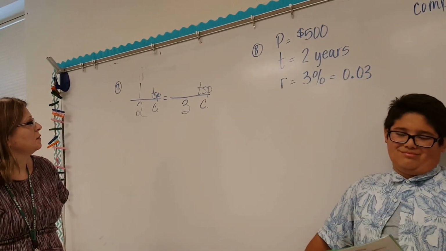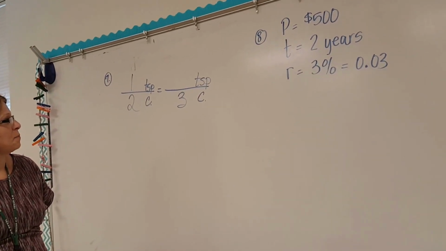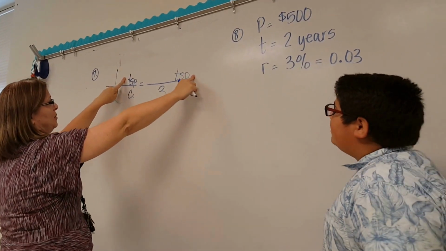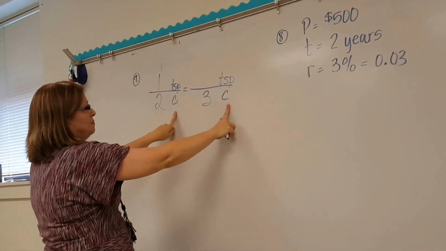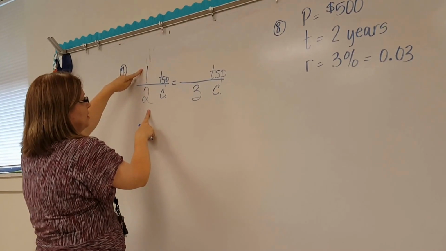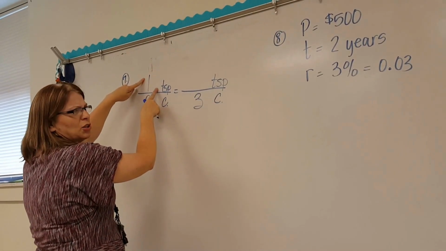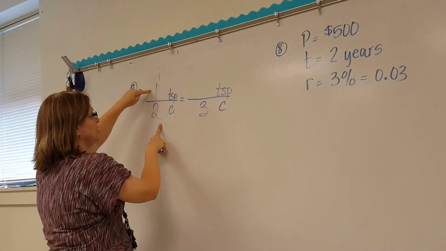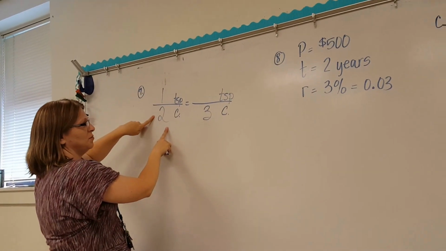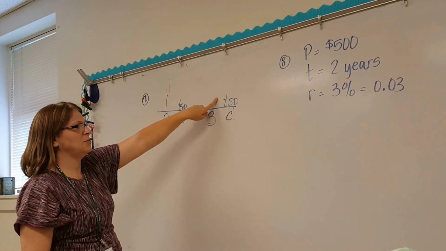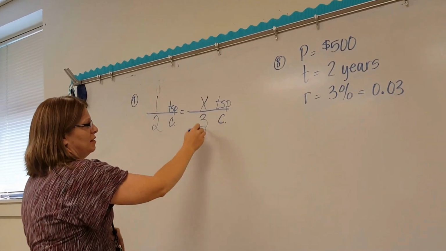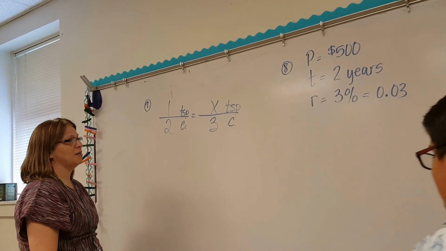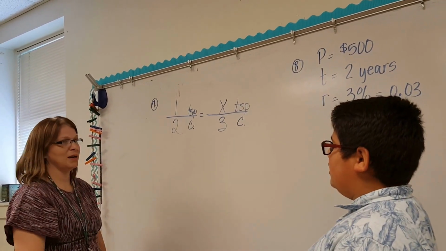Okay, so what I did is I set up a proportion where we have teaspoons on top and cups on the bottom. For every 1 teaspoon of sugar, he needed 2 cups of flour. And the question is, how many teaspoons of sugar would he need for 3 cups of flour? So we can set this one up as a proportion like this, cross multiply and divide it.